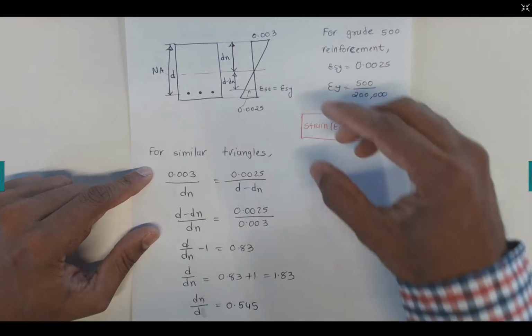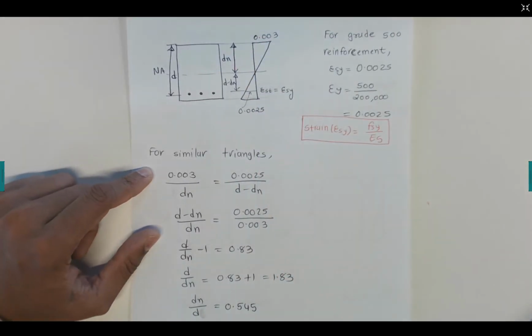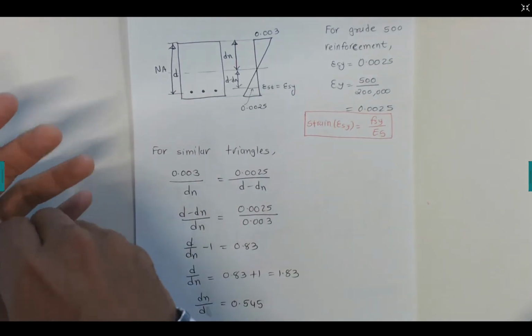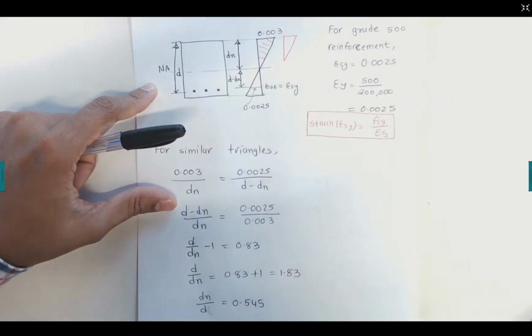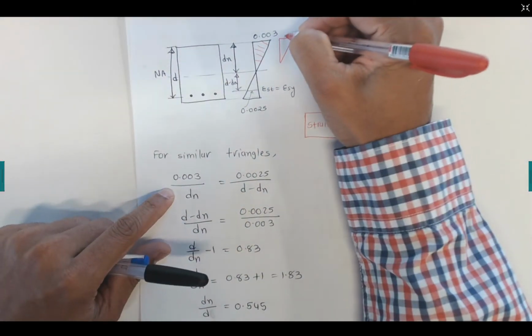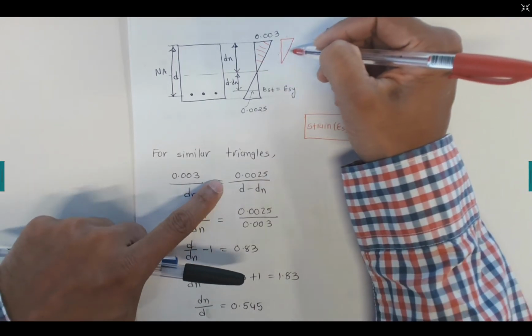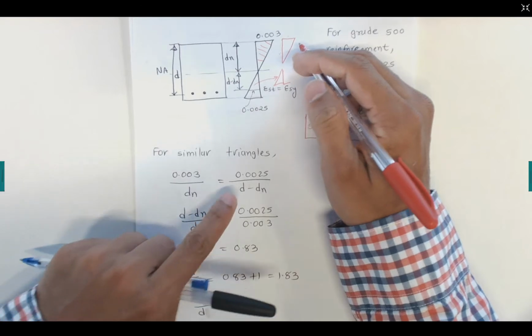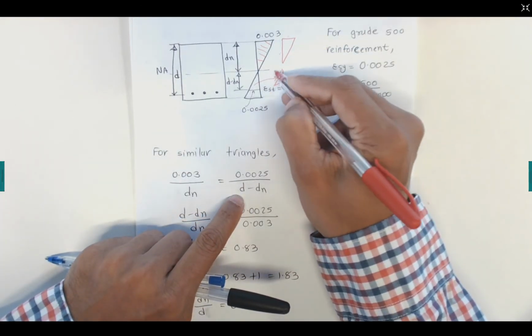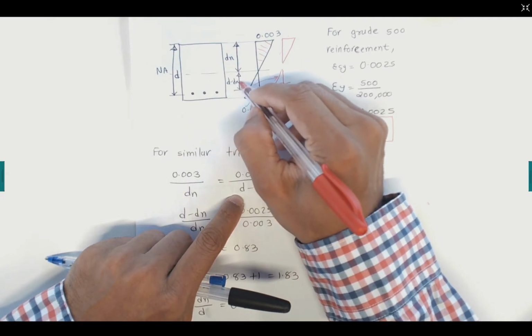So if we use similar triangles, for example this triangle and this small triangle here, we are talking about these two triangles. Let's say this red triangle has the value 0.03 divided by dn. This value, dn, is equal to this small triangle here, which has 0.025, and this distance can be found by d take away dn, so that distance is d minus dn.